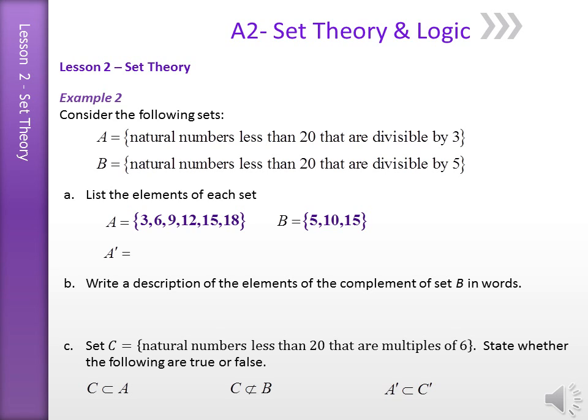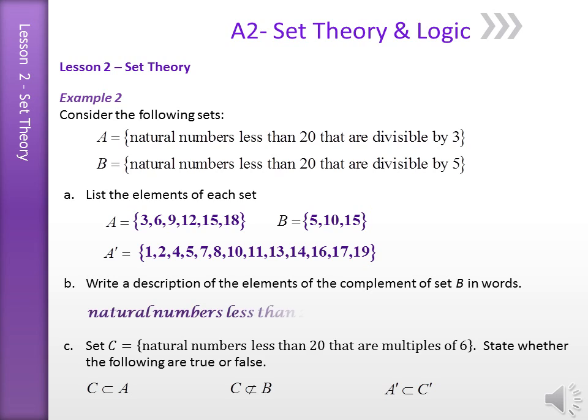The next set is the complement of A, so A prime equals, so these would be the numbers that are not multiples of 3: 1, 2, 4, 5, 7, 8, 10, 11, 13, 14, 16, 17, and 19. For B, write a description of the elements of the complement of set B in words. So since B is the natural numbers that are divisible by 5, we could say that the complement is the natural numbers less than 20 that are not divisible by 5.